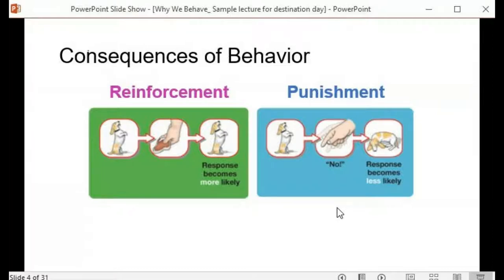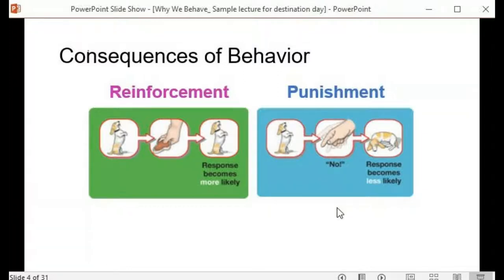What reinforcement actually means is that after a behavior is reinforced, it becomes more likely in the future. So reinforcement is anything that makes a behavior more likely. So here's a little picture of a dog, and he's given a treat for begging and going woof, woof, woof. And next time he is more likely to beg like that because he got his treat. And then punishment is the opposite. It makes a behavior less likely in the future.